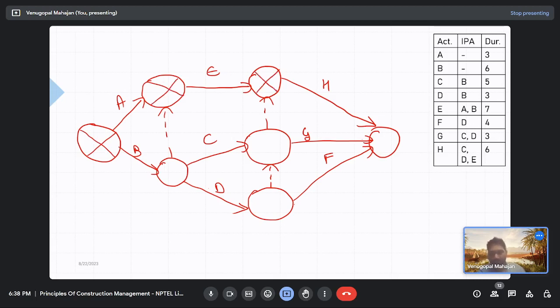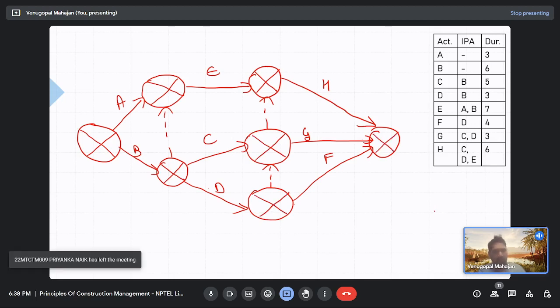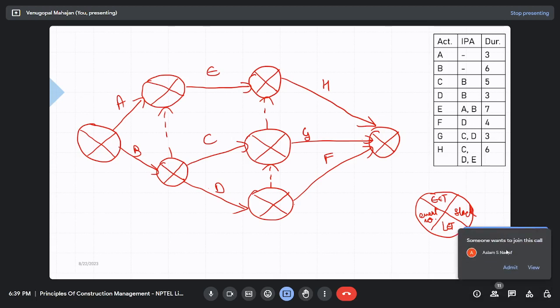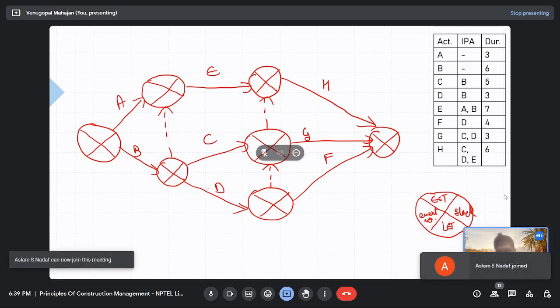I will tell you what I am drawing right now. In this case the representation I am following is: this is going to be your event number, this is going to be your early time, this is going to be your late time for the event, right? EET and LET, and this is going to be your slack. This representation we are using. Any questions regarding what EET is, what LET is? Okay, we will see to it.